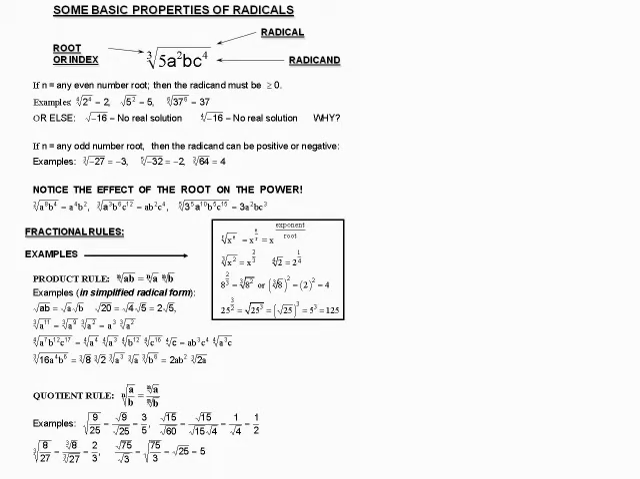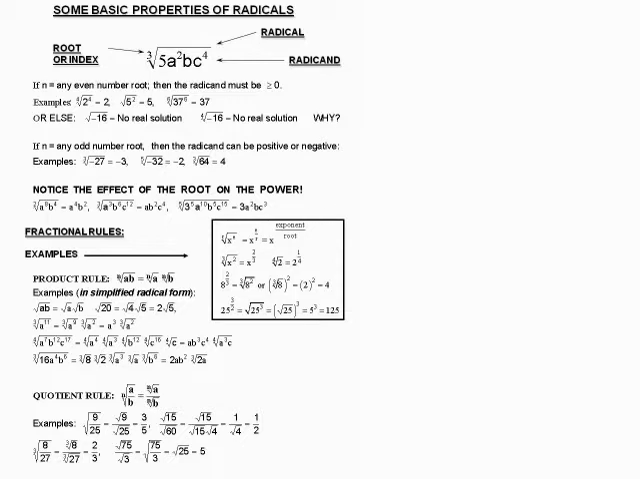And what I want to do first is pull out the handout here, some basic properties of radicals that we talked about some in the last chat. And the one thing I wanted to look at here is toward the bottom of the handout. We're going to talk about simplifying radical expressions here. And what's going to help us do this is a few rules.